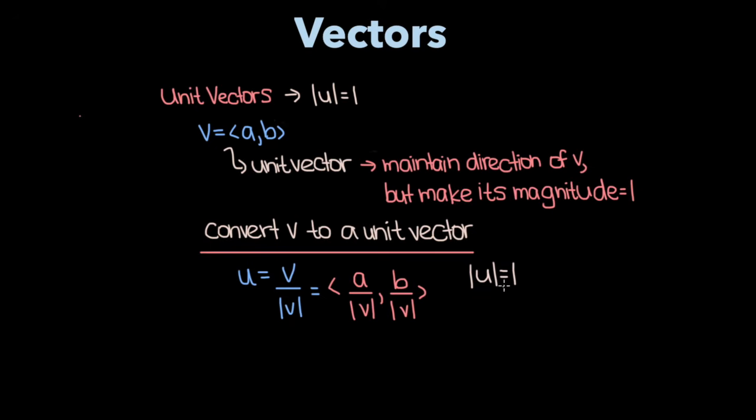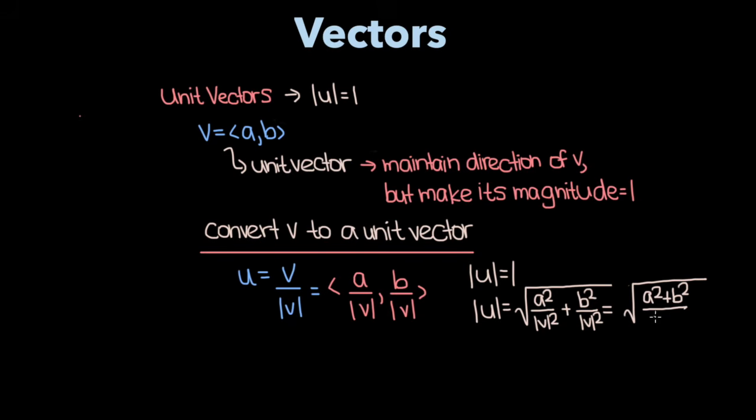And to do this, let's use the formula we went over earlier. The magnitude of u is going to be equal to the square root of the sum of its components squared. So in this case, that's a squared over the magnitude of v squared plus b squared over the magnitude of v squared. And this is equal to the square root of a squared plus b squared over the magnitude of v squared.